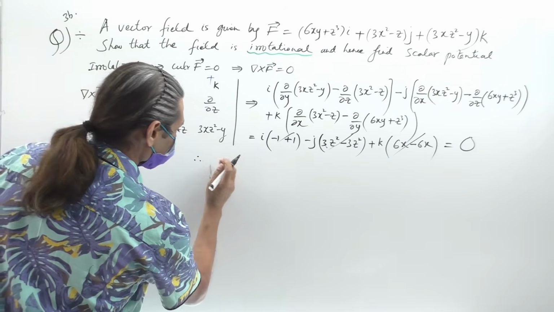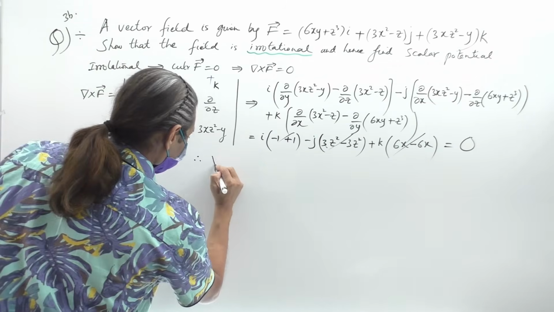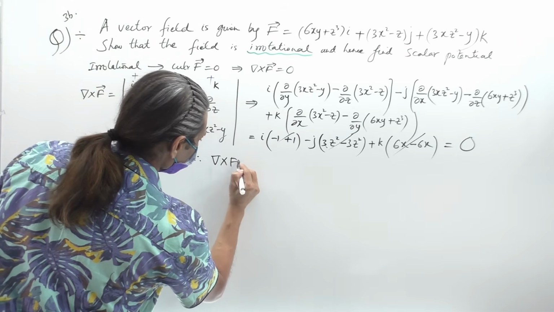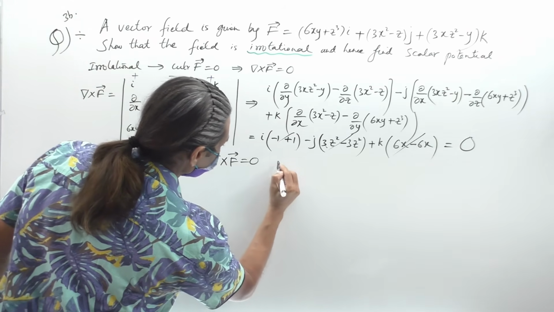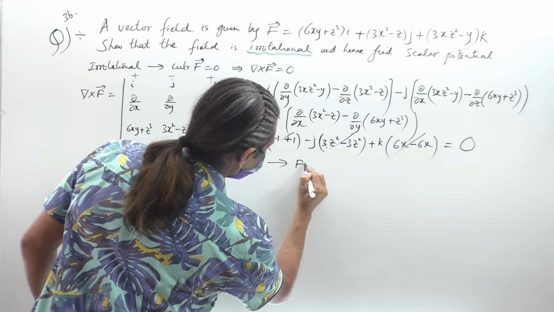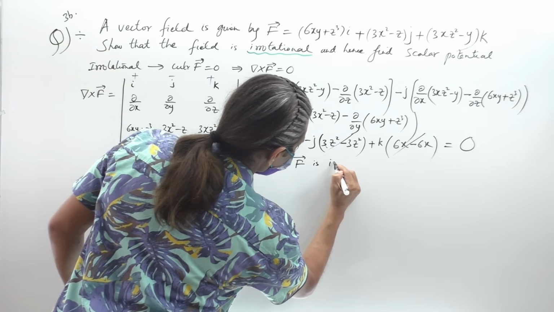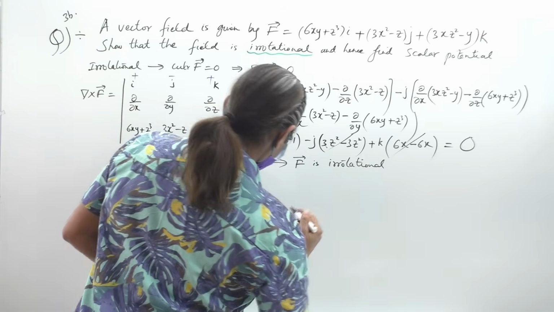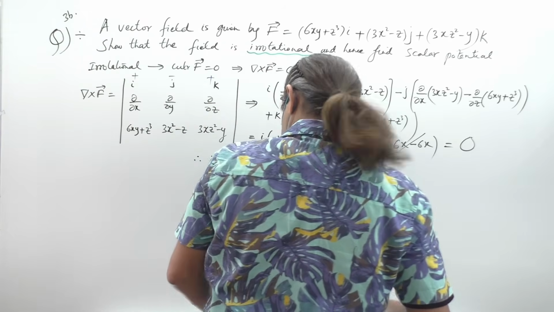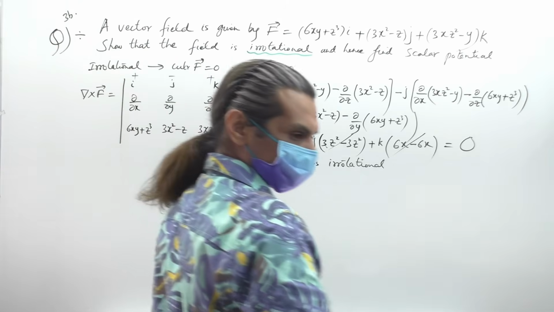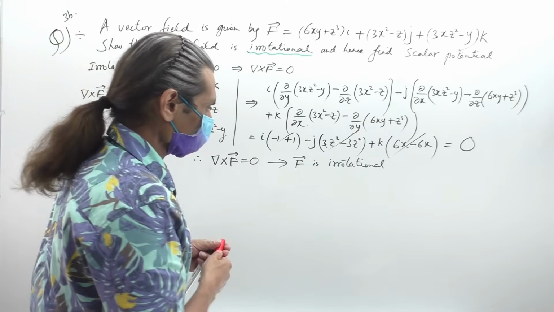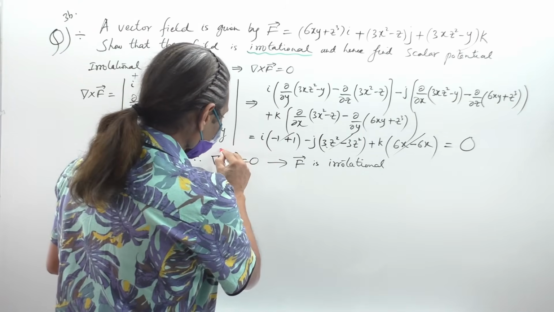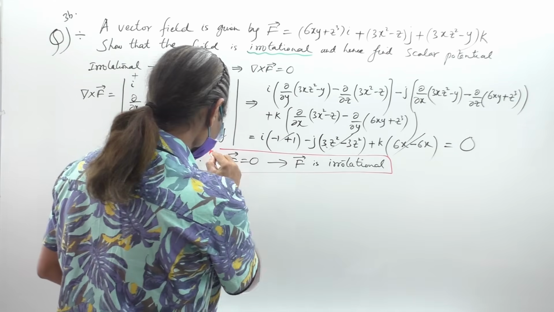That's it. Therefore, we can write here, better write it because the problem asks for 7 marks. So please write it as I am writing it. Del cross F is equal to 0. That means F is irrotational. Okay, up till here we'll carry at least 3 to 4 marks.